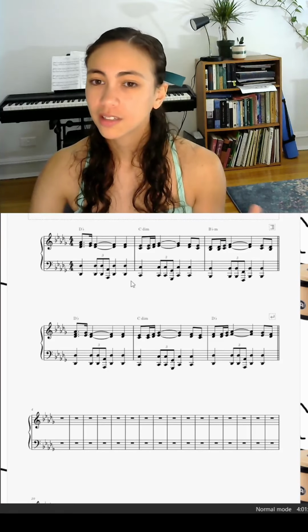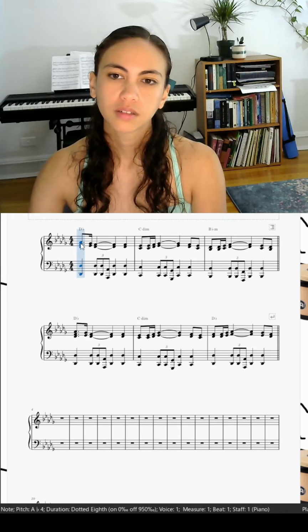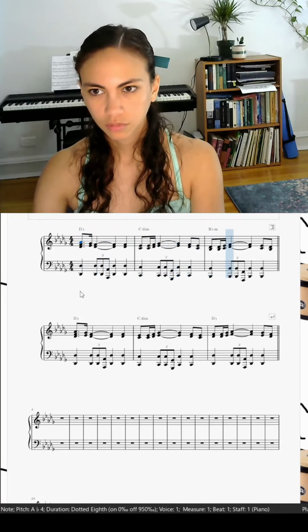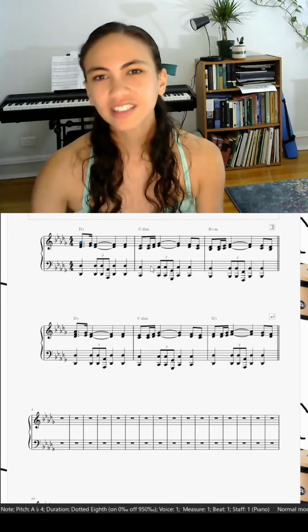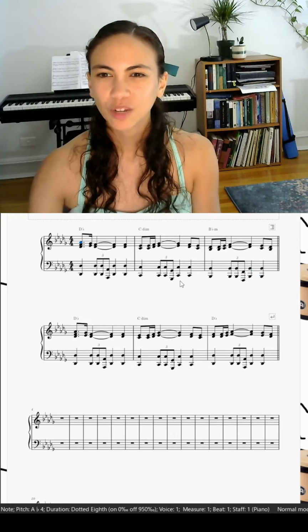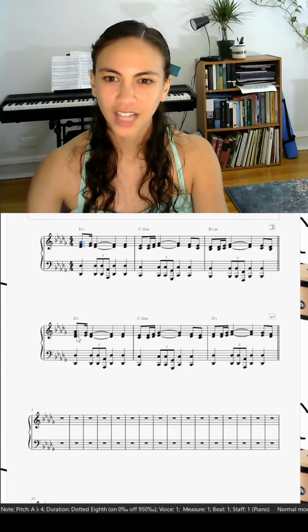If we change it to C diminished, it's going to sound like this. You'll hear that it doesn't quite lead to B flat minor as well anymore. In fact, it actually sounds like it's supposed to go back up to D flat, something like this.